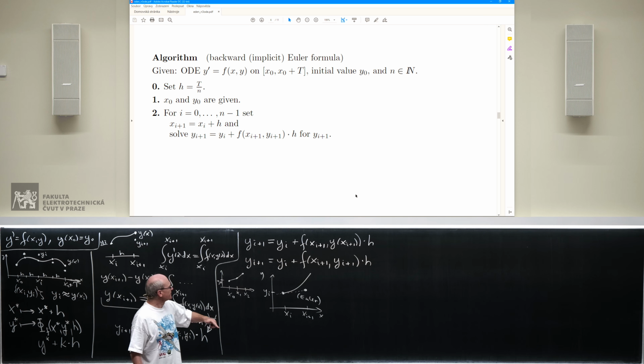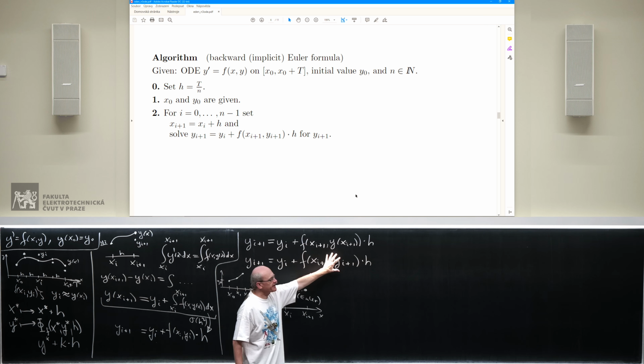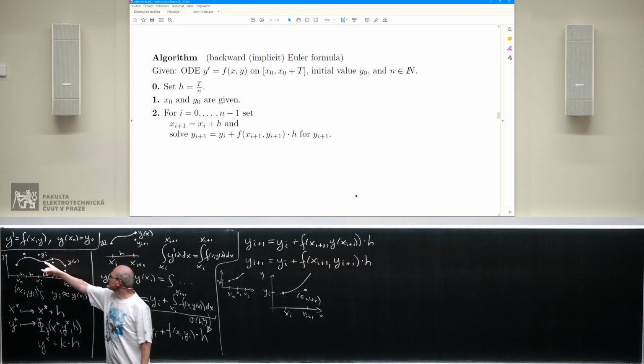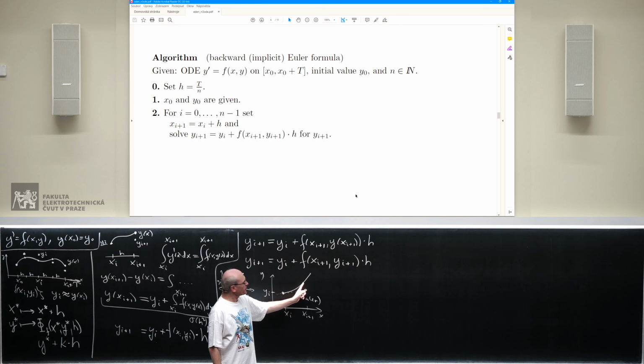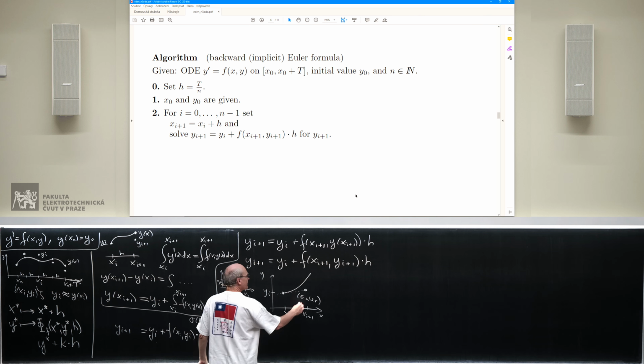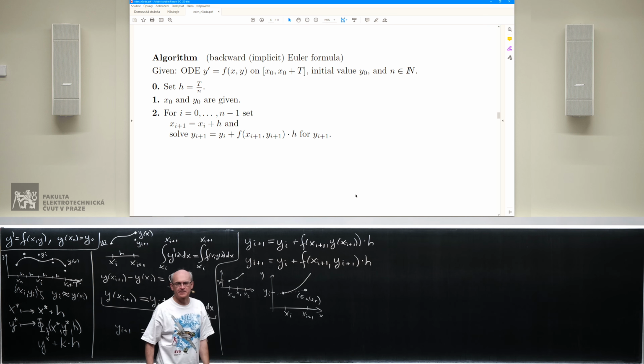This new method uses slope, which I can find from the differential equation over here. F, that's the right-hand side. But I'm substituting the next point. So the backwards Euler method actually looks ahead, looks at the slope here, and uses it to move forward.